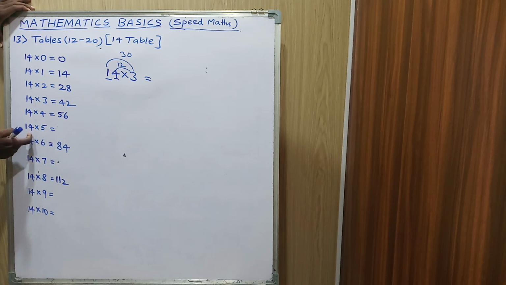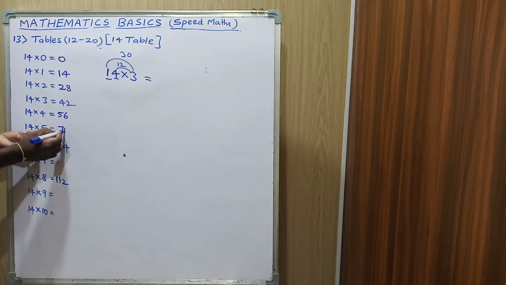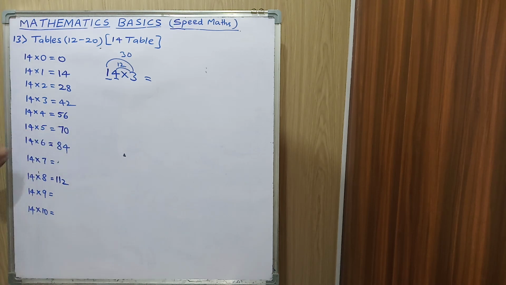Next, 14 fives are how much? It can be done with the into 5 model. So take half of 14. Half of 14 is 7. Here one digit is present, so you can write 10 here. So 14 fives are 70.